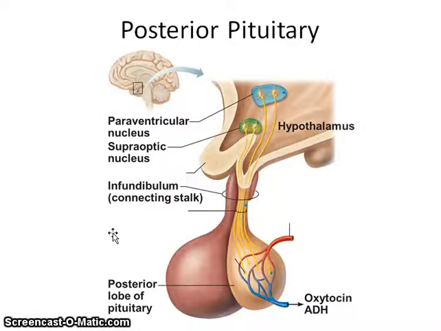What you want to notice about the posterior pituitary is that it is a direct outgrowth from the hypothalamus. So you have neurons who have their somas, the cell body with the nucleus, the control center, in the hypothalamus, and then they have axons that have grown down into the posterior pituitary. So the posterior pituitary is literally an extension of the hypothalamus.